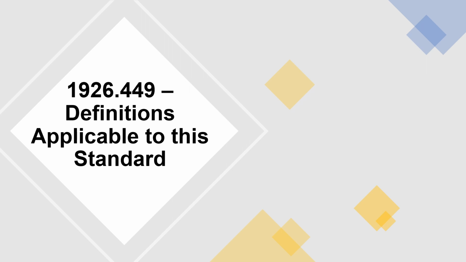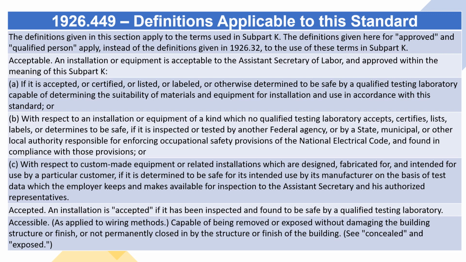1926.449. Definitions applicable to this standard. The definitions given in this section apply to the terms used in Subpart K. The definitions given here for approved and qualified person apply, instead of the definitions given in 1926.32, to the use of these terms in Subpart K.